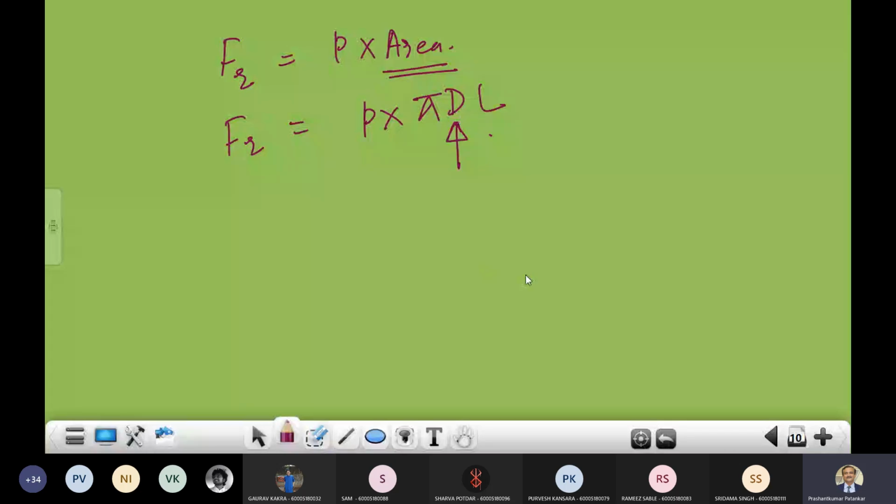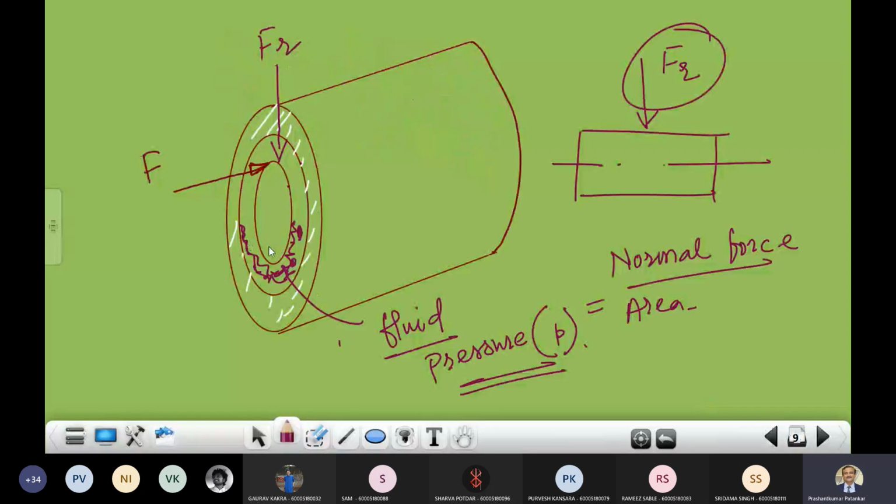I forgot to tell you that, just to make you understand how this is happening here, we are showing enough clearance, but in real life situations that clearance is always in microns. Okay, am I clear? Can I go ahead? Yes, sir.